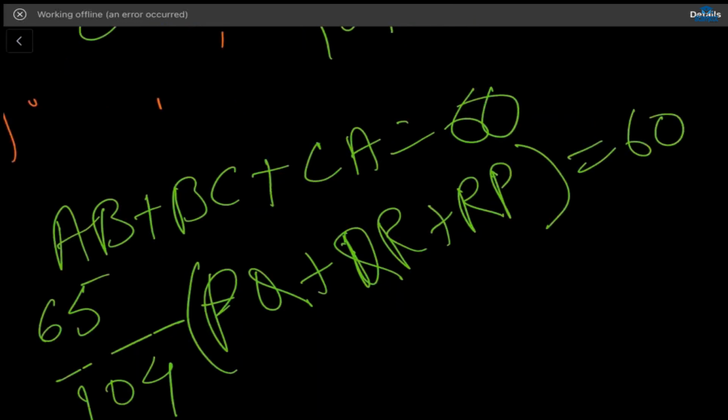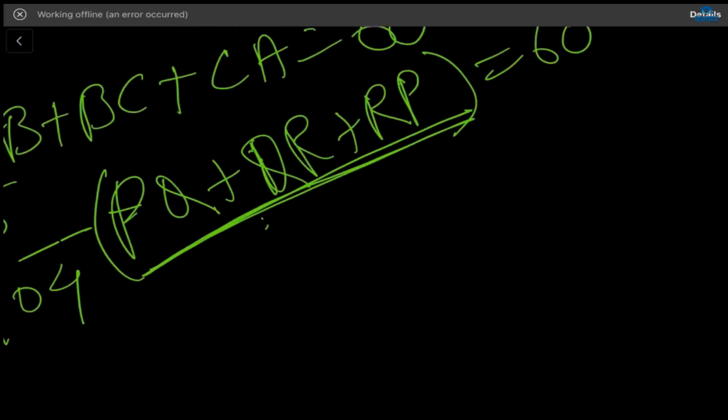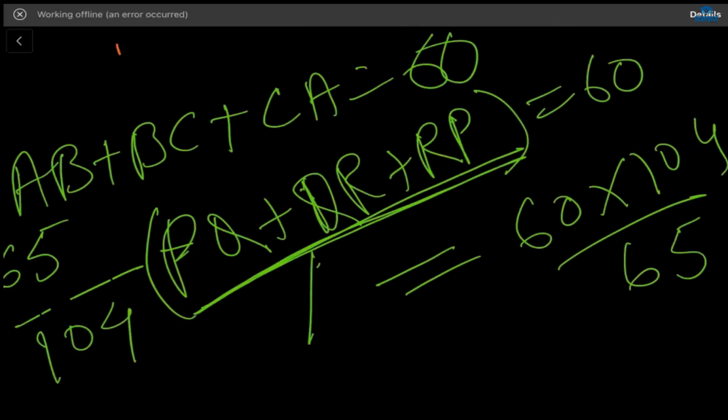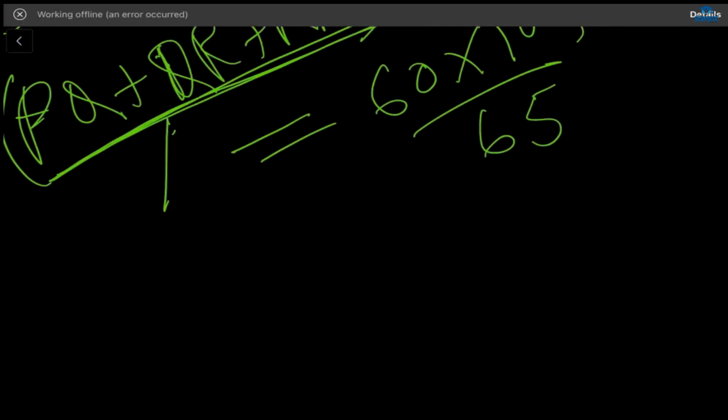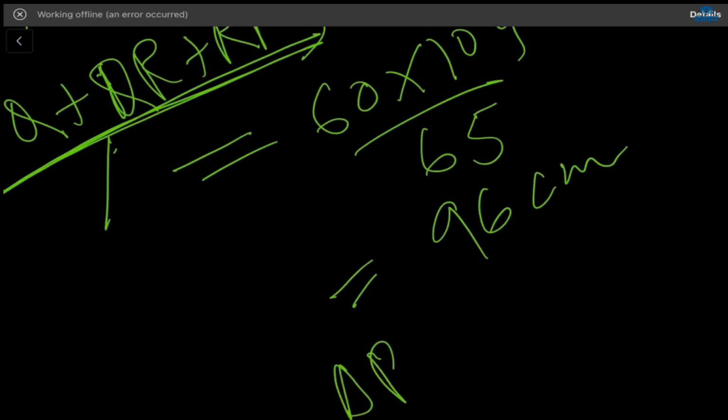So from here you get the perimeter PQ plus QR plus RP, which will be equal to 60 multiplied by 104 by 65. Am I right? Till here, everybody clear how it is done? Now this is the final. You can just divide and get the value. So it is 96 centimeters. The perimeter of triangle PQR is equal to 96 centimeters.